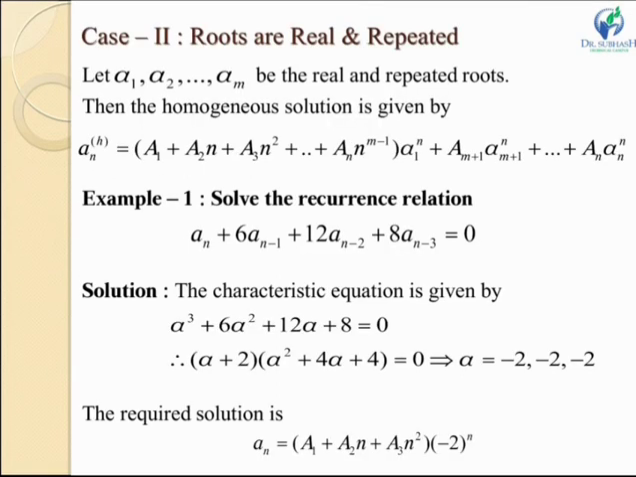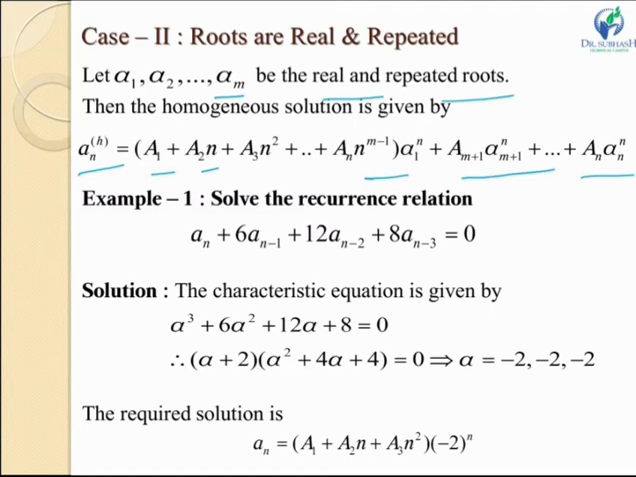Now case 2 is when roots are real and repeated. Real and repeated means, suppose I get the value of alpha as 2, 2, 2, 3, 3 and so on. Now let alpha 1, alpha 2 up to alpha m be real and repeated roots. Then the homogeneous solution is given by a_n^h equal to (A1 plus A2 n) alpha 1 raised to n. The power of n will increase over here. Other roots are real and distinct, so they can be written as in case 1. Now let us understand this in a better way by taking some examples.